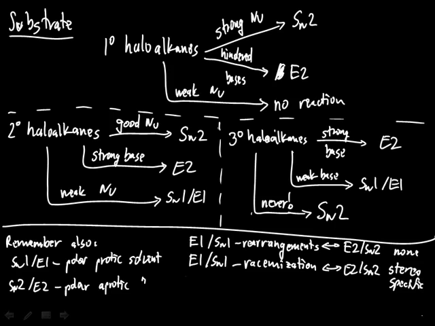And finally, the eliminations E1 and E2 follow Zaitsev's rule, which means that in cases where multiple possible alkenes can be formed, the most stable, which is the most substituted alkene, is formed predominantly. So together with our previous two lectures, this lecture concludes our treatment of reactions of haloalkanes.